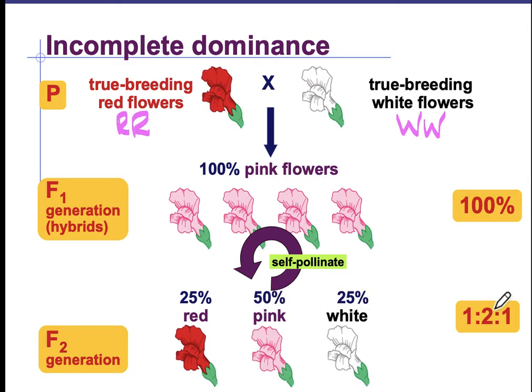This ratio is the same ratio we would get with a normal monohybrid cross, but it would be our genotypic ratio. In a monohybrid cross, your phenotypic ratio, or what you see, the trait you see, is a 3-to-1 ratio. So this is not following Mendel's normal ratio combinations.